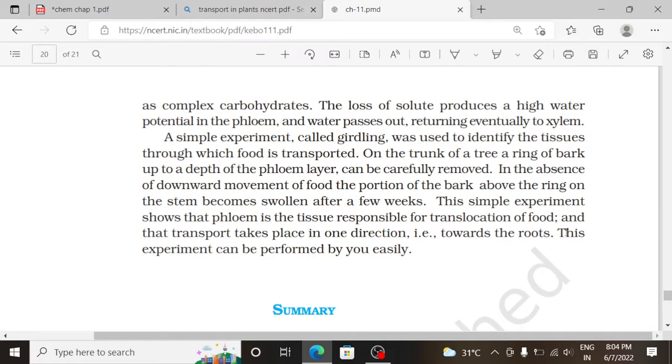On the trunk of a tree, a ring of bark up to a depth of the phloem layer can be carefully removed. In the absence of downward movement of food, the portion of the bark above the ring on the stem becomes swollen after a few weeks. This simple experiment shows that phloem is the tissue responsible for translocation of food, and that transport takes place in one direction, that is towards the roots. This experiment can be performed by you easily.